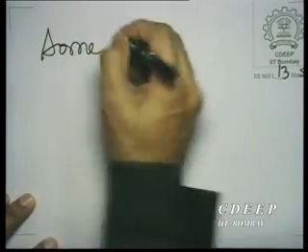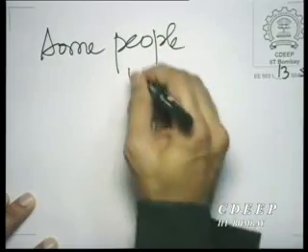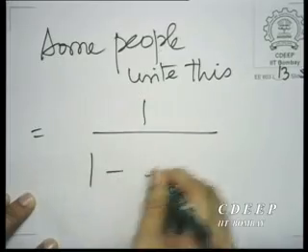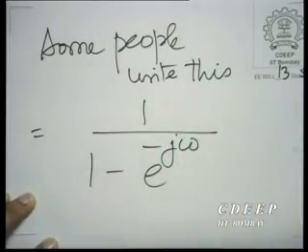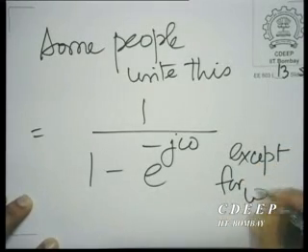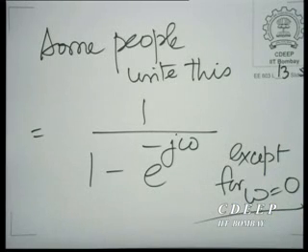However, some people like to write this as the sum 1 by 1 minus e raised to the power minus j omega, and say it should be accepted except for omega equal to 0. Some people like to write that. That is not entirely correct. Actually, this is divergent.